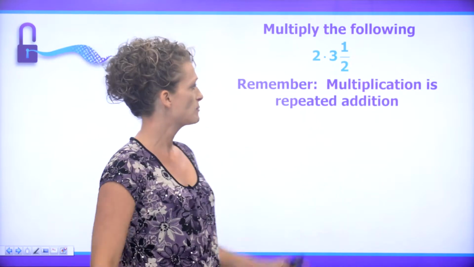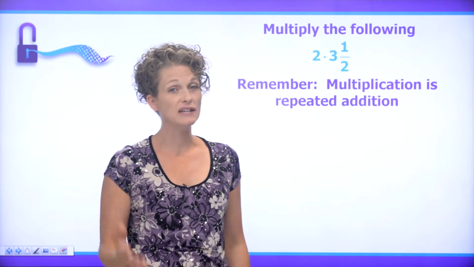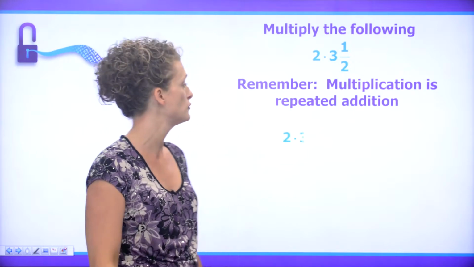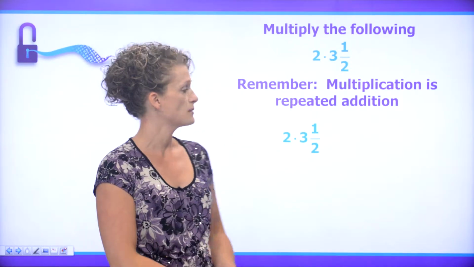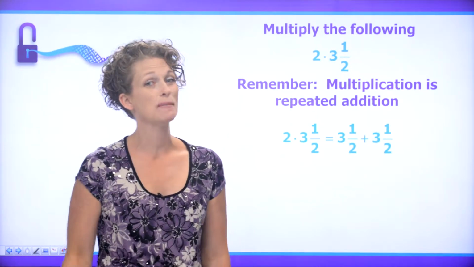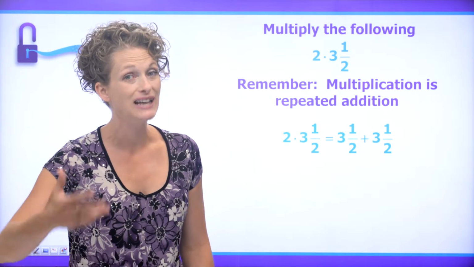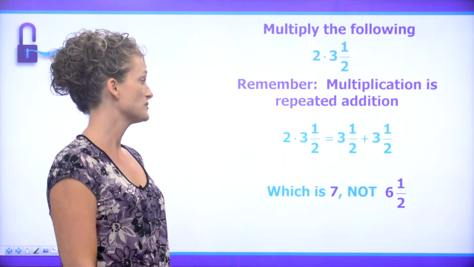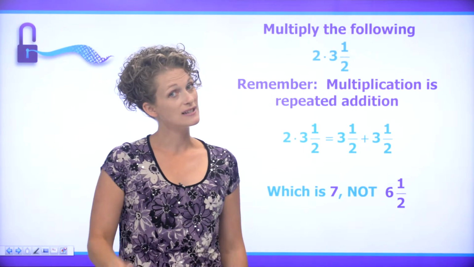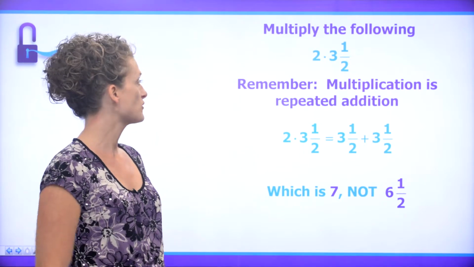So what we need to remember is that multiplication is repeated addition. We've talked about that before. So you notice that 2 times 3.5 is actually the same as 3.5 plus 3.5. And 3.5 plus 3.5 is 7, not 6.5. So just be really careful about that.